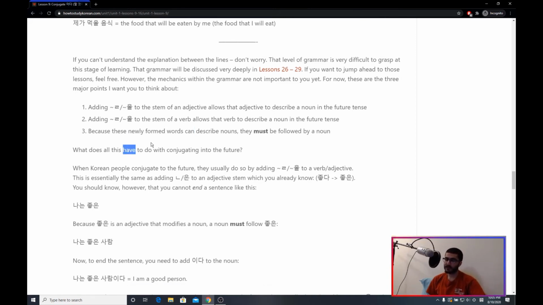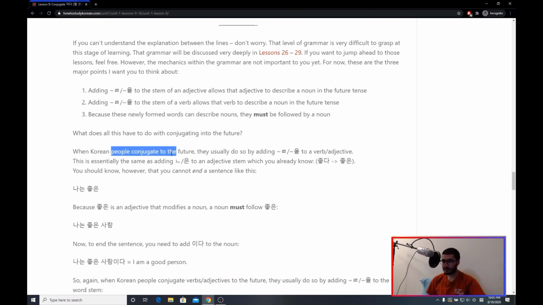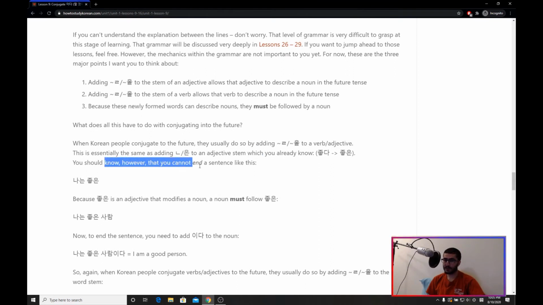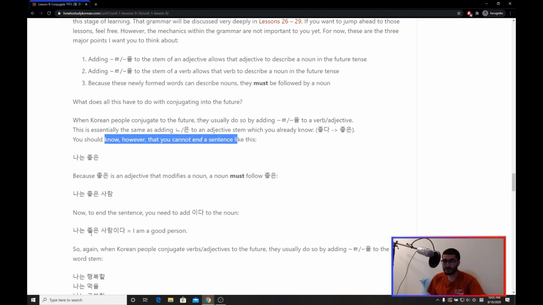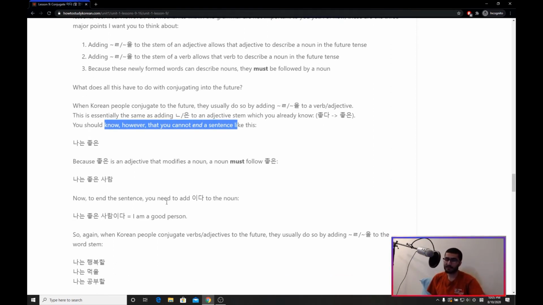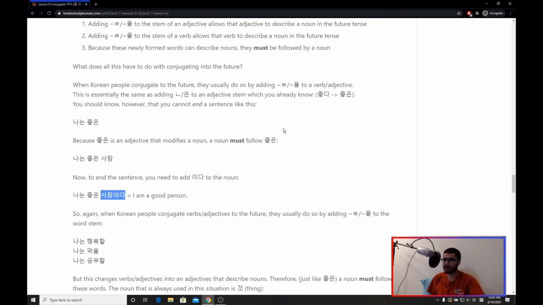Alright, what does it have to do with conjugating in the future? When Korean people conjugate to the future, they usually do this by adding ㄹ/을 to a verb and adjective, just what we did. Oh, here, you see, he said that. This is essentially the same as adding ㄴ/은 to an adjective stem, which you already know. 좋다 to 좋은 사람. You should know, however, that you cannot end a sentence like 나는 좋은, what? I'm a good writer, I'm a good person, 좋은 사람이다. So yeah, you can't just end it with an adjective like that.